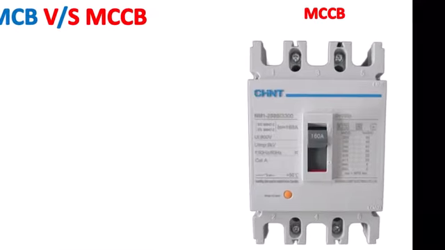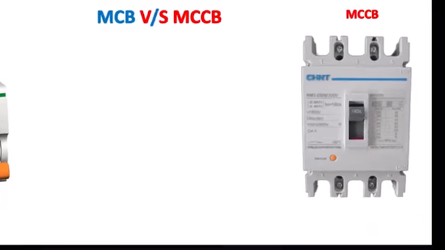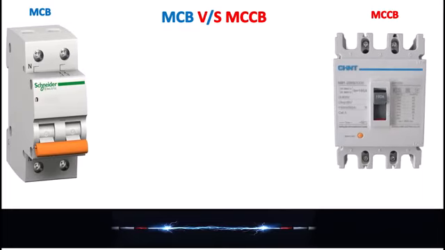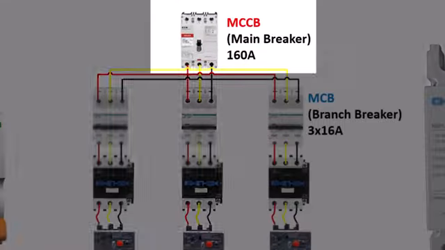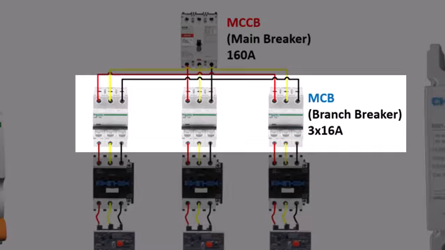However, MCCBs are designed for higher currents, typically above 100 amps, and they offer better protection for larger industrial circuits. So how do they work together? In a large electrical distribution board, an MCCB might be used as the main circuit breaker for the entire panel or for protecting larger subcircuits. Meanwhile, MCBs are used to protect individual smaller circuits within the system.